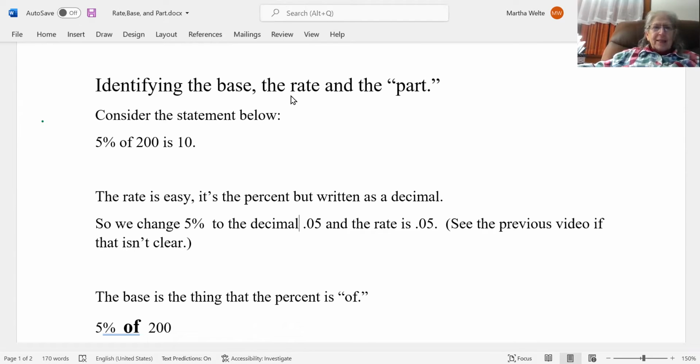Now the rate is easy. It's the percent, but written as a decimal. So we change the 5% in this statement to the decimal 0.05. And we say the rate is 0.05.